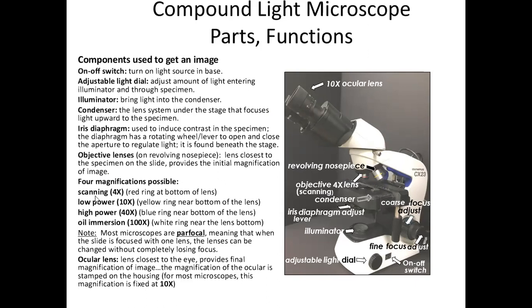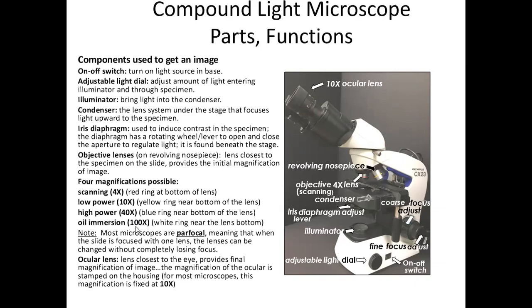Besides these power names 4, 10, 40, and 100x, they also have names such as scanning, which is the 4x. They call it that because it's the lowest magnification, so you can use it to help find your sample pretty easily. That's where you always start, on the 4x magnification. That lens has a little red ring around it. Low power, which is your 10x, has a yellow ring, and it's 2.5 times more magnification than the 4x. High power 40x has a blue ring, and oil immersion, the 100x, has a white ring.